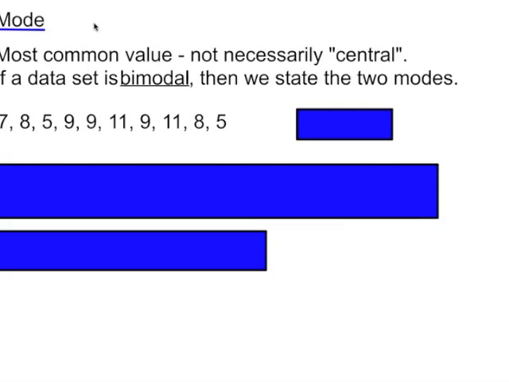The third measure of central tendency is the mode. The mode represents the most common value in the data set. Sometimes we may have two modes, and then we say that the data set is bimodal and we state those two modes. In this data set here, we have 1 7, 2 8s, 2 5s, 3 9s, and 2 11s, and so our mode is 9.